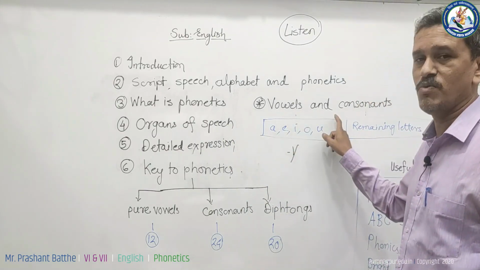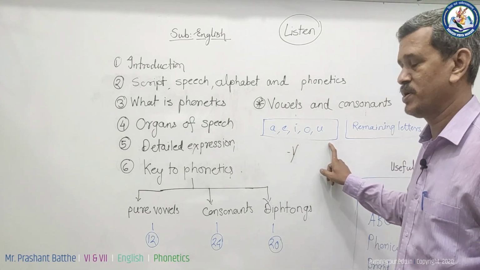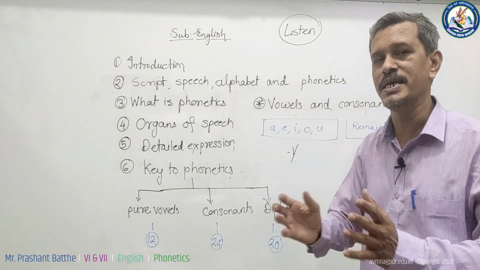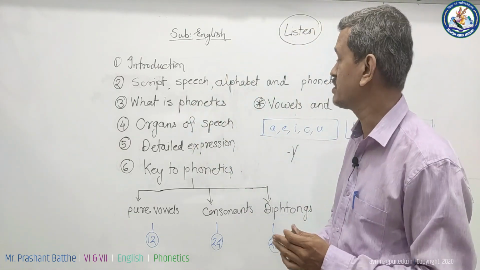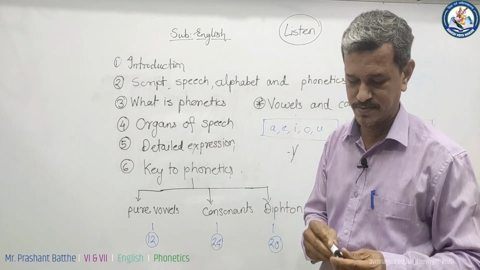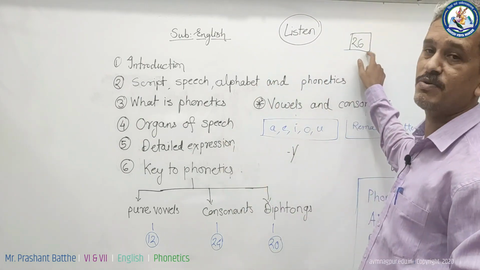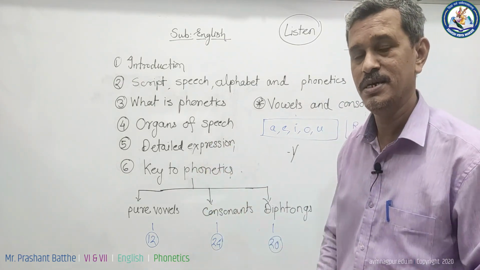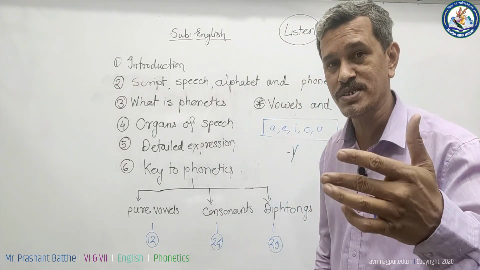Now, these are the vowels again, A, E, I, O, U, and the remaining letters. As you know, there are 26 letters in the alphabet, but my dear friends, mind you, there are more than that. The signs which we write as the small case or the upper case are 26. But the sounds are not 26. In English, there are 44 sounds.